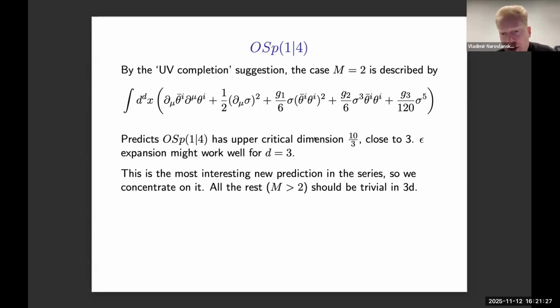Now, the issue is that all the other theories, with m greater than 2, have an upper critical dimension that is below 3. That means all the other theories are trivial in 3 dimensions. So this is the only new theory, the m equal to 2 one, OSP 1 4, which is supposed to give you a non-trivial critical theory in 3 dimensions. That's why I said that the m equal to 2 case is the most interesting one out of this series, the new interesting one. So I'm going to concentrate mostly on this one.